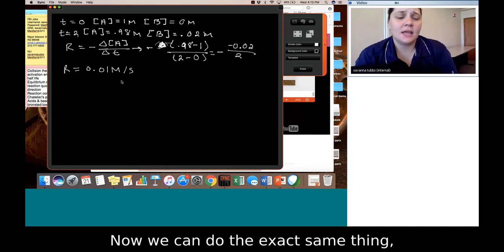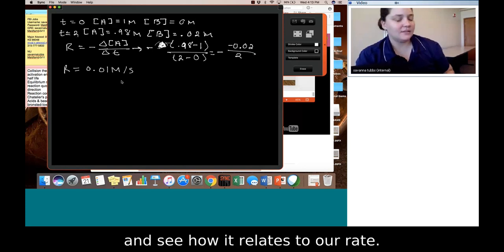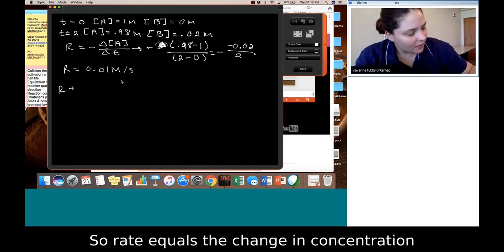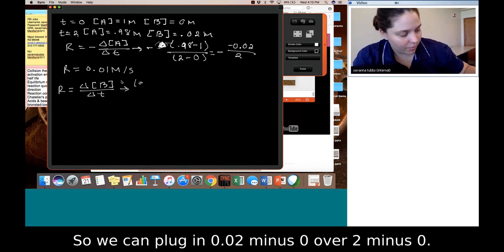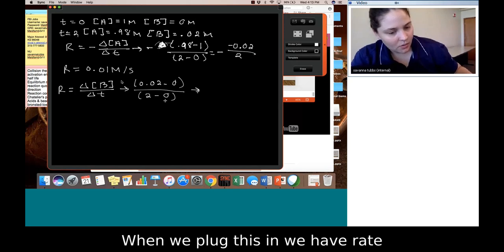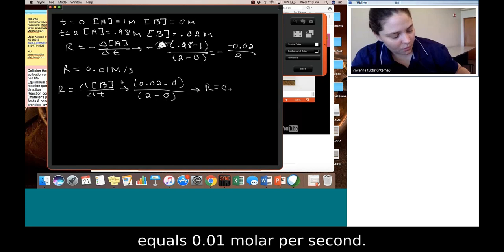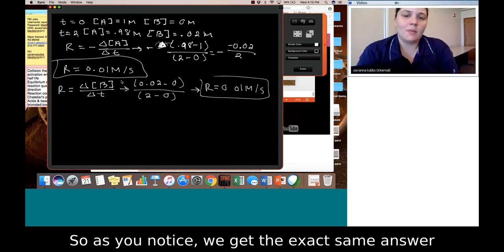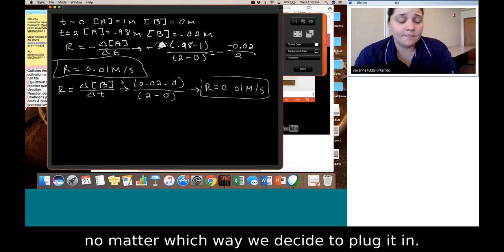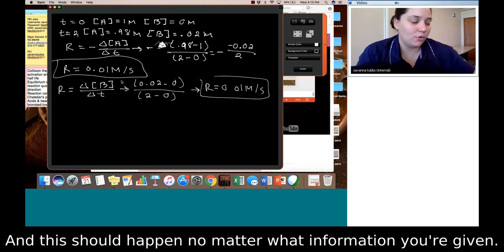Now we can do the exact same thing, but this time we'll use our product information and see how it relates to our rate. So rate equals the change in concentration of B over the change in time. So we can plug in 0.02 minus 0 over 2 minus 0. When we plug this in, we have rate equals 0.01 molar per second. As you notice, we get the exact same answer no matter which way we decide to plug it in. And this should happen no matter what information you're given.